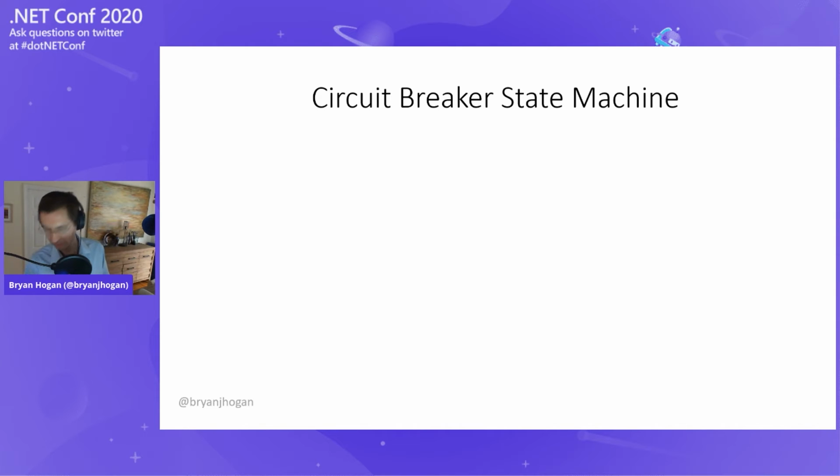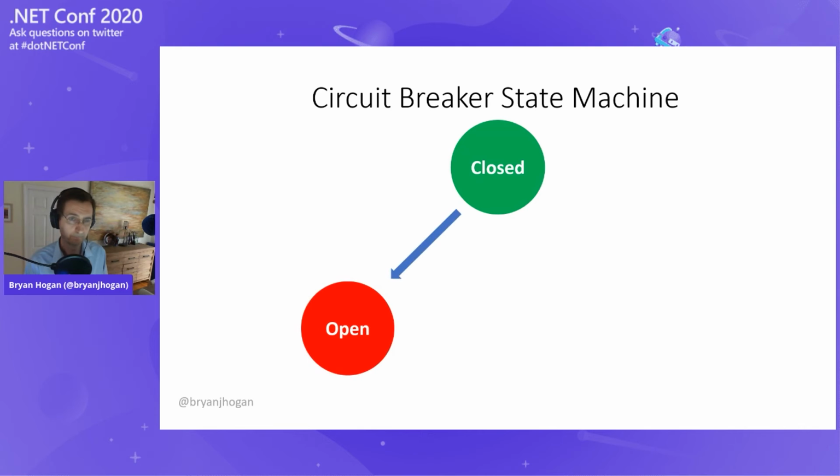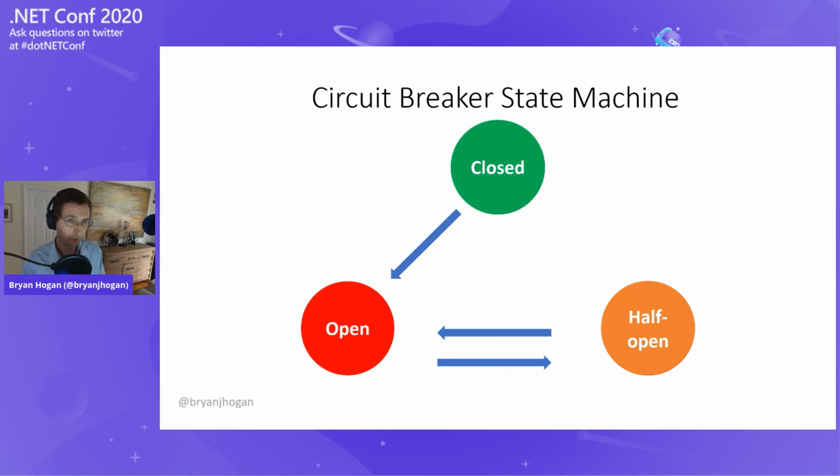But to make things clear, the circuit breaker starts in a closed state. If there are problems, it transitions to open. After a period of time being open, it will transition to half open. If a request fails during half open, it transitions to open again, stays open for a period, moves back to half open, and then if that following request works, it moves back to closed.